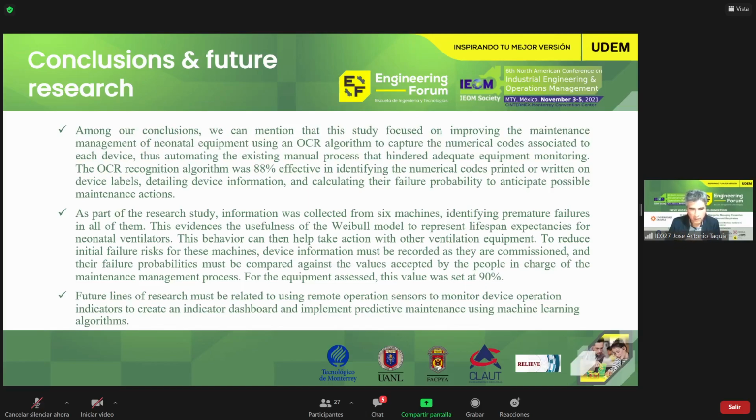facility in this hospital. In relation to our future lines of research, we are interested in focusing on using remote operation sensors to monitor device operation, something of IoT, to create dashboards with indicators to show more accuracy in relation to this kind of model, and explore the use of other machine learning algorithms that could give other insights in relation to efficiency, optimization, and costs applied to maintain the equipment at that level of service.